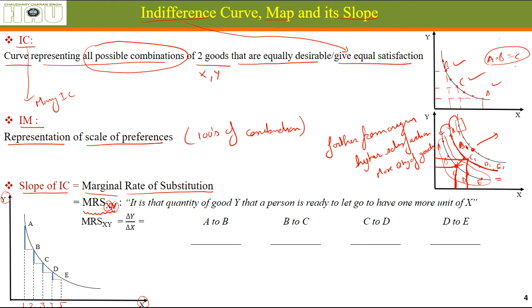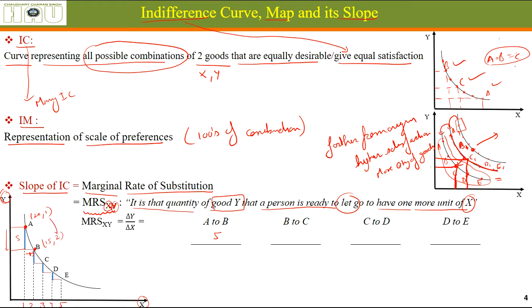How do we define marginal rate of substitution? It is the quantity of good Y, that means this one, that a person is ready to let go, that means give up, to have one more unit of X. That means marginal rate of substitution at point B is the quantity of good Y a person is ready to let go to have one more unit of X. Let's say at this point he had 20 units of Y and only 1 unit of X, and at point B now he has only 15 units of Y and 2 units of X.